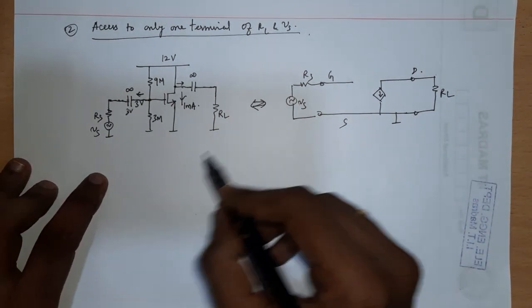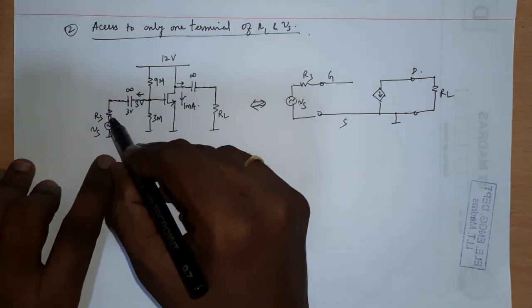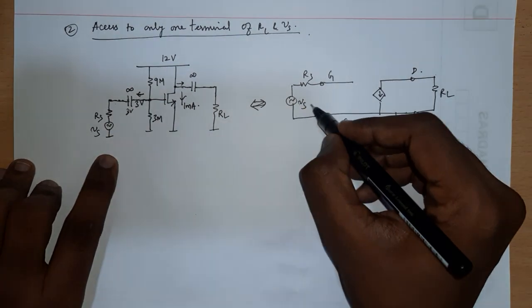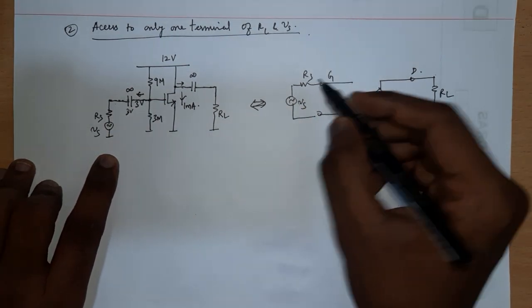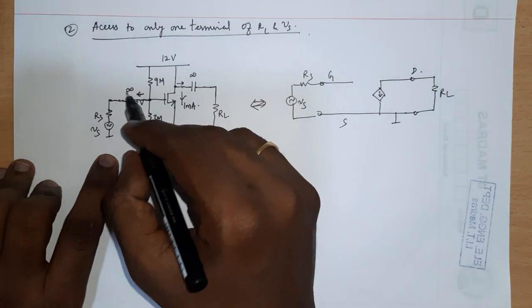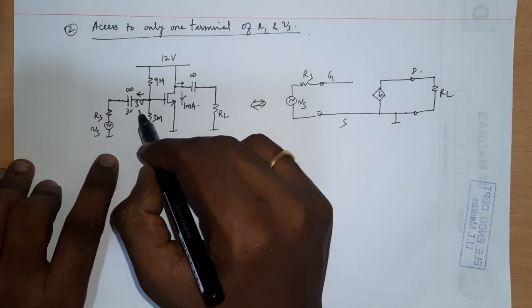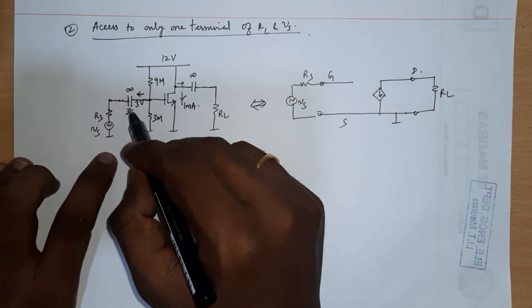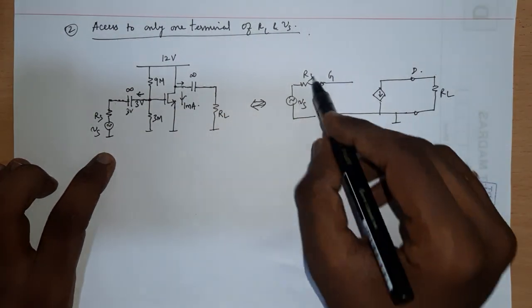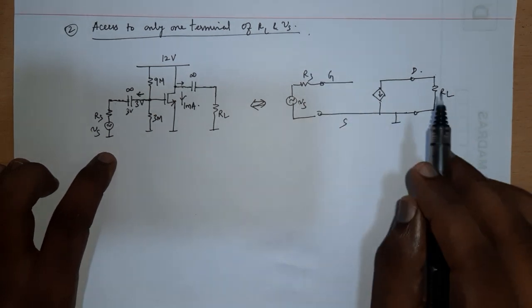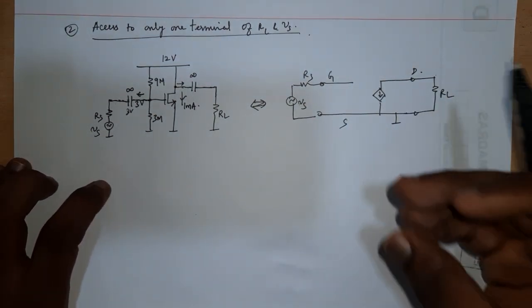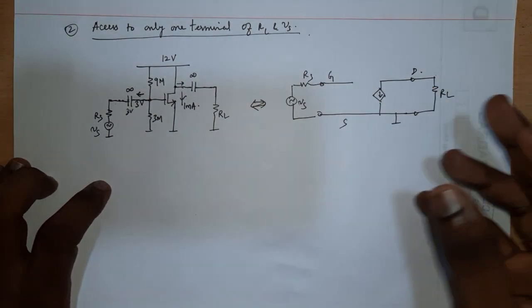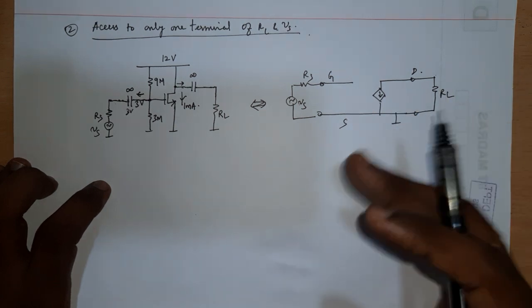So first of all, the source is connected to the gate node, and of course if the capacitor is infinitely large, it can be assumed to be short. Because as long as the capacitor is very, very large, in the AC domain it can be short. So in the signal picture it can be assumed to be short, but I will tell you what the actual value of the capacitor should be to assume it to be short later in the lecture.